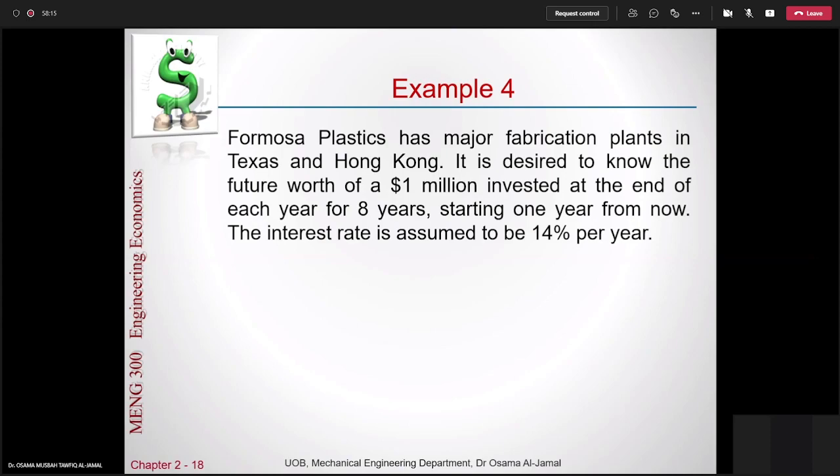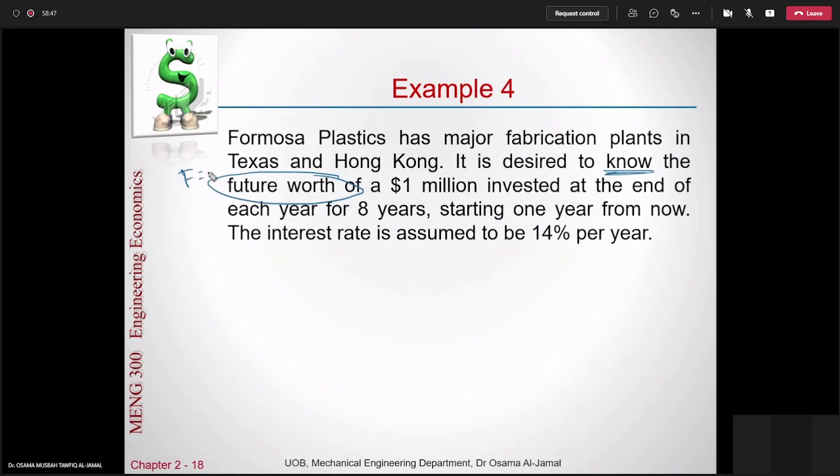It says, Formosa Plastics has major fabrication plants in Texas and Hong Kong. The first part is just the definition of the problem or the scenario, the introduction of that problem. Nothing is given there. Now, it is desired to know the future worth, which means that is what we want to find.